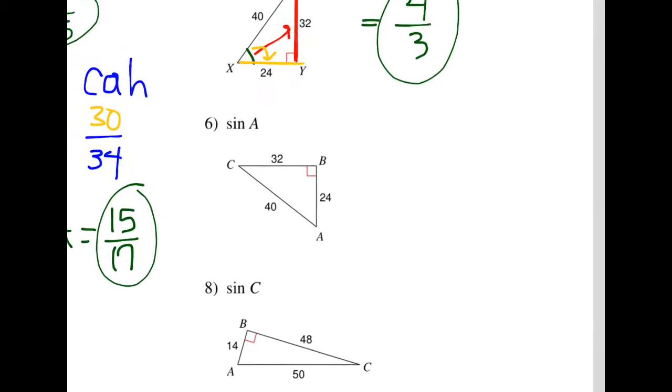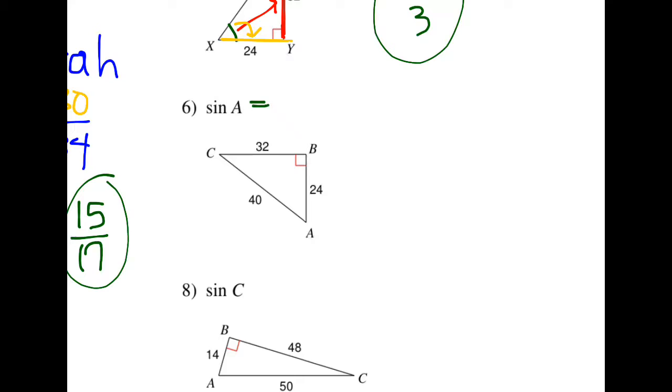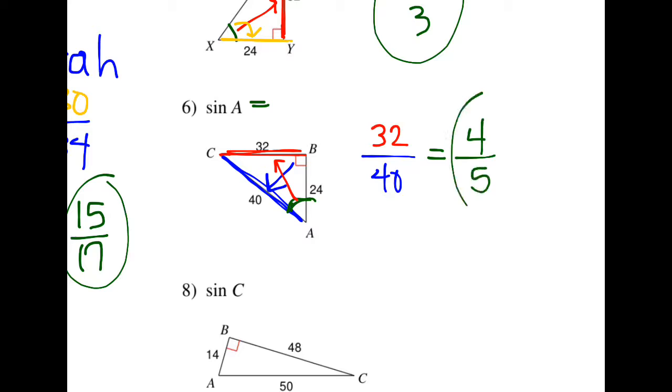All right, number 6. The sine of A. Here is my hypotenuse. It's across from the 90-degree angle. And in this case, I'm sorry, I forgot to mark my angle. Here's angle A. In this case, I want to have the opposite, Sohcahtoa. The opposite is across from that angle. So in this case, it would be 32/40. And when I simplify that down, I would get 4/5. So the sine of A is equal to 4/5.